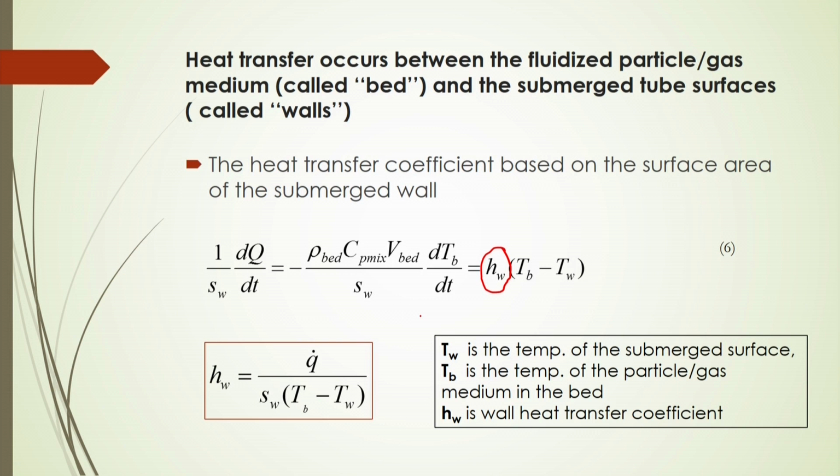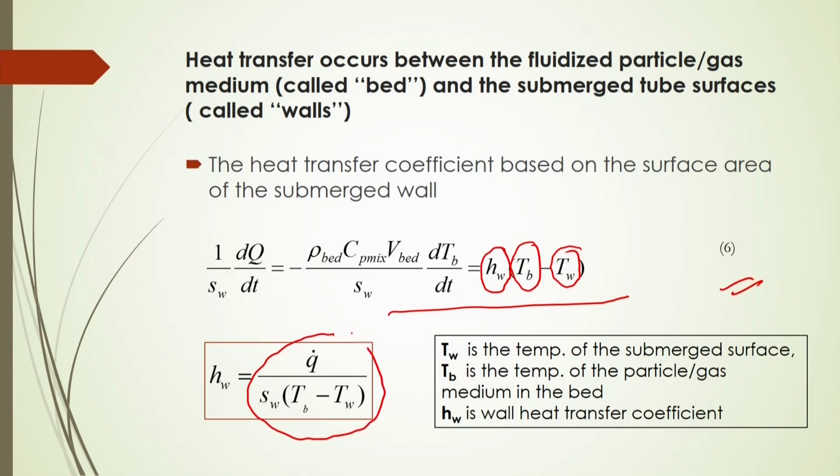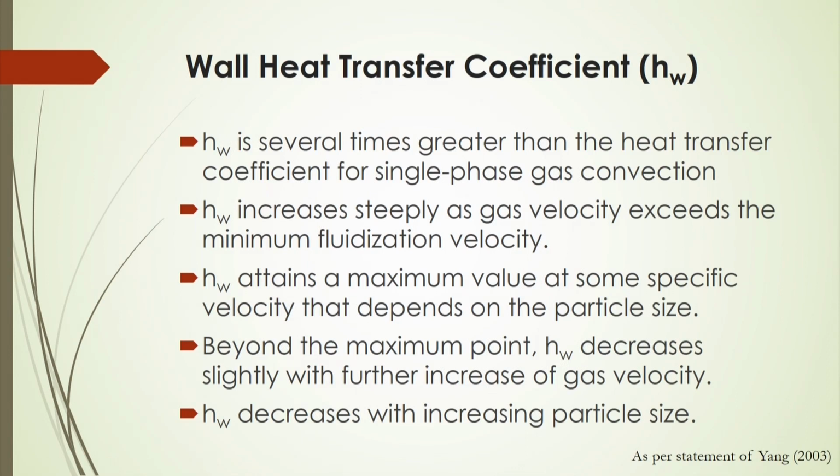Based on the previous equation, in exactly the same way, you can see what the wall temperature and the bulk temperature should be. Now, Tb is the temperature of the particle or gas medium in the bed, Tw is the temperature of the submerged surface, and Hw is called the wall heat transfer coefficient. So from this equation 6 you can calculate the wall heat transfer coefficient, which will be denoted by this equation.